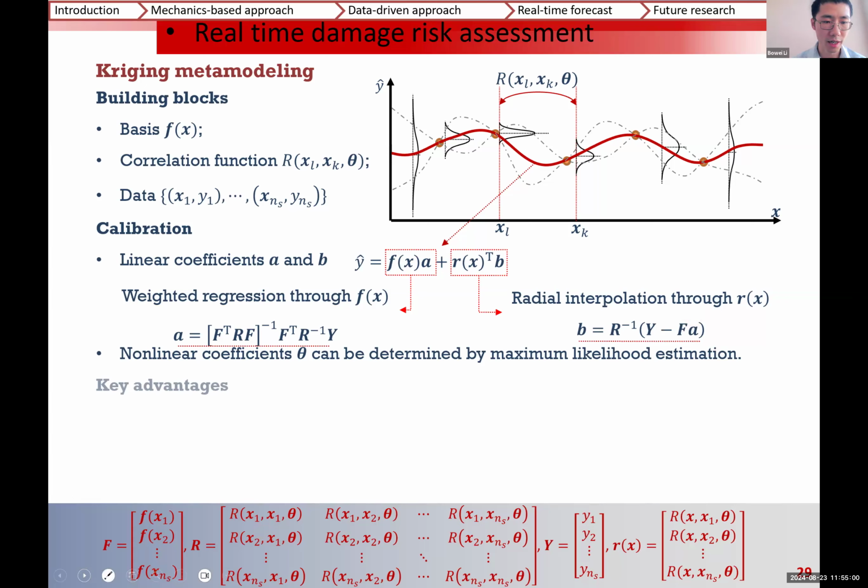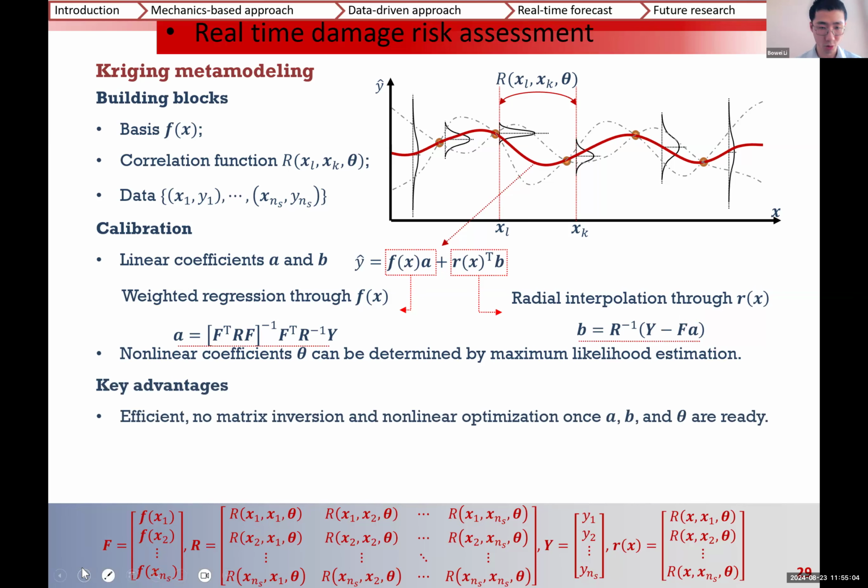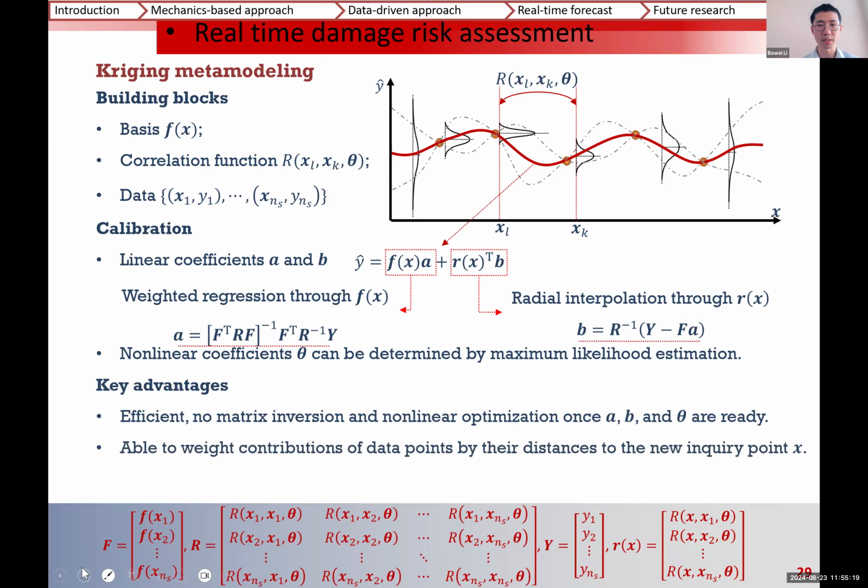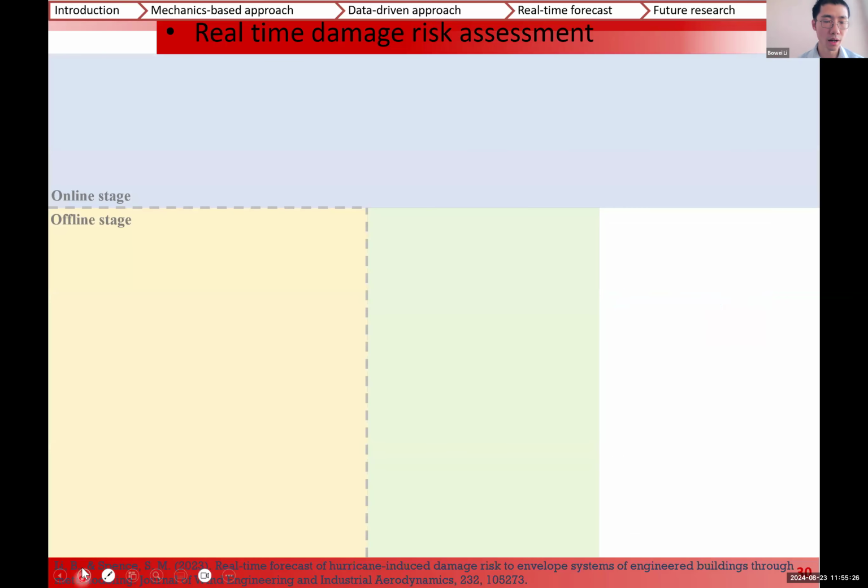So once it is calibrated, the key advantages here, first, of course, of our interest is efficiency. So it is highly efficient. There's no matrix inversion and no need to solve for the optimization as well. Secondly, it is capable of weighting the contribution of different data points based on their distance to our new inquiry point. Okay, so now here's the idea. So how we are going to use the framework.